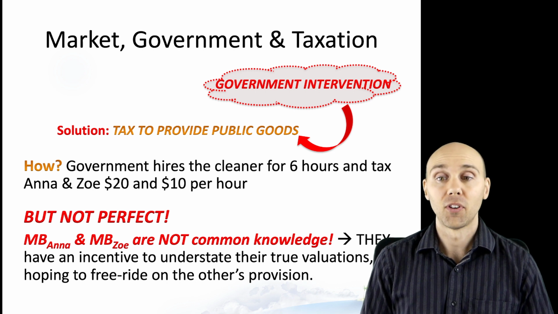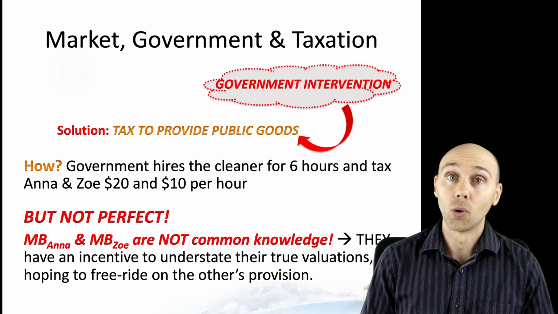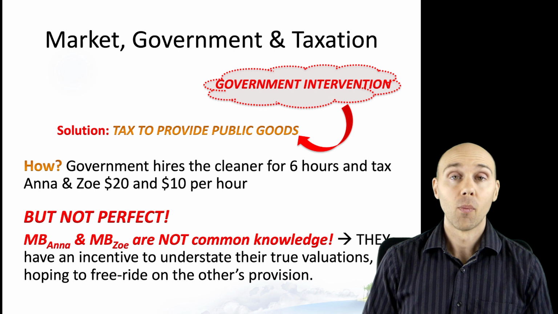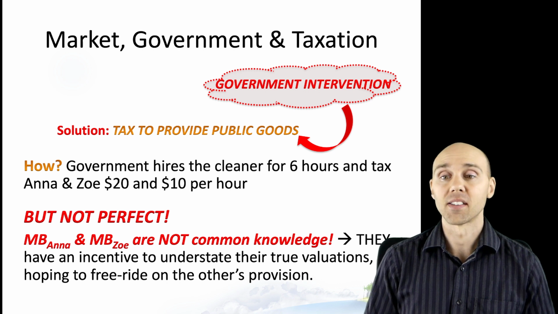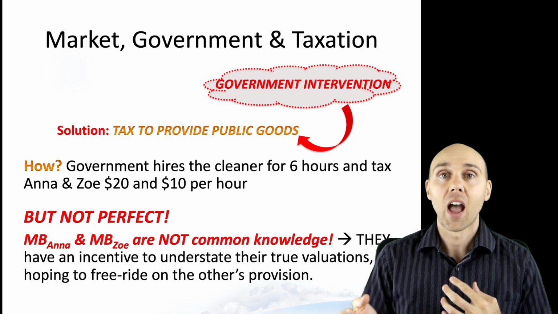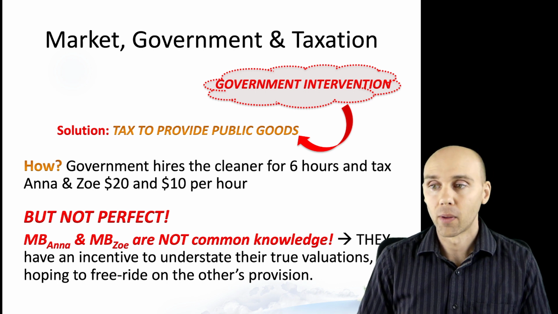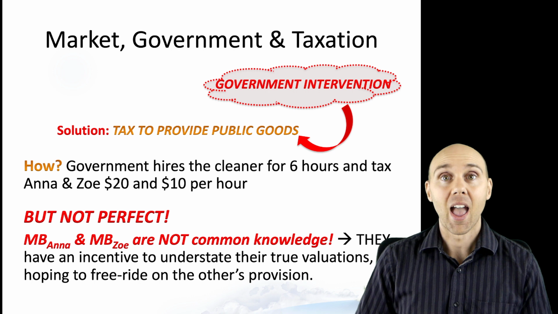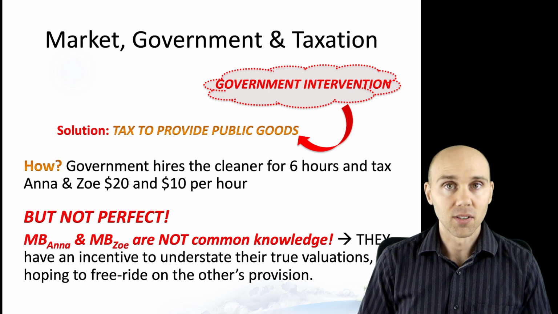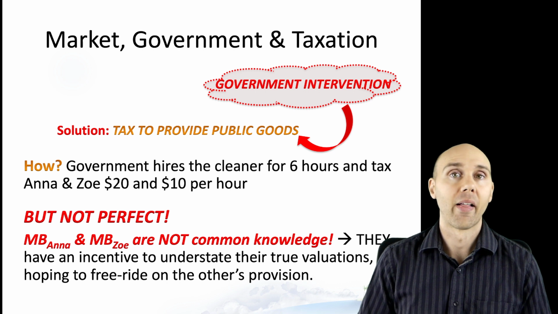We get to the socially efficient amount and solve the problem that both Anna and Zoe couldn't work out by themselves. In theory, that's great, but as always, there's a catch in practice, and that is that the marginal benefit to Anna and the marginal benefit to Zoe are not common knowledge. They're not known to everyone. They're not known to the government. And in fact, they've got an incentive to understate their true valuations, trying to free ride on the other's provision.